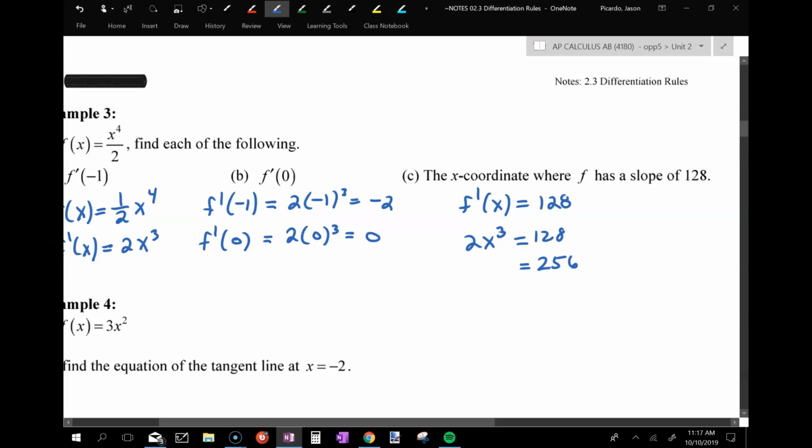The derivative's 2x cubed, right? So divide by 2. X cubed equals 64, and the cube root of 64 is 4.